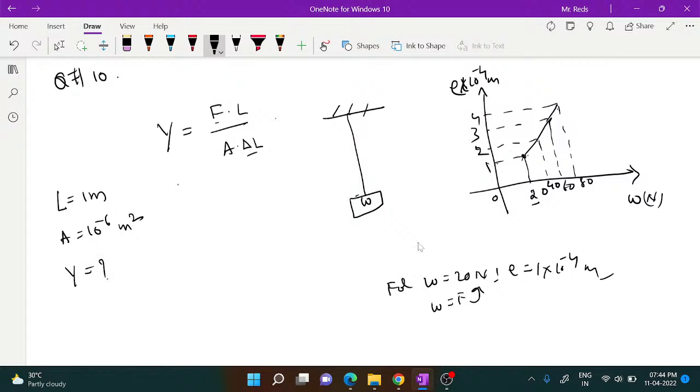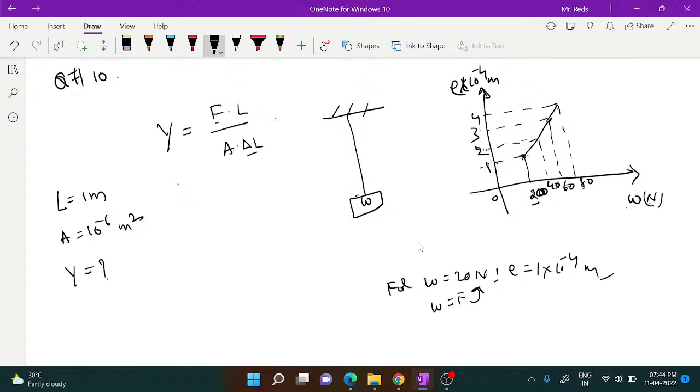For this, an extension versus weight graph is given. On the y-axis, E into 10 power minus 4 is given, which means for every value you have to multiply this: 1 into 10 power minus 4, 2 into 10 power minus 4, and so on. On the x-axis, the weight is given in newtons: 20, 40, 60, 80 Newton. For 20 Newton load, extension produced is 1 into 10 power minus 4 meter. For 40 Newton, 2 into 10 power minus 4 meter. For 60 Newton, 3 into 10 power minus 4. For 80 Newton, 4 into 10 power minus 4 meter.